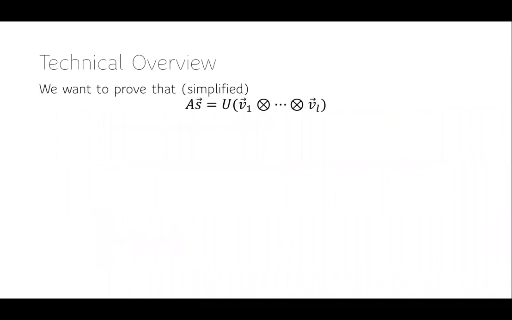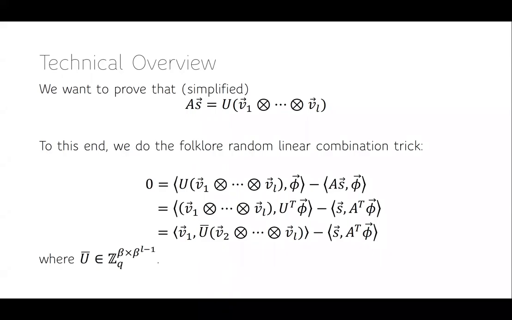So, okay, if I put m and r together and a and b together, then basically we just want to prove equations like AS is equal to U times V1 tensor V2 tensor up to VL. So to do this, first we do the standard trick. Well, if I want to prove this equation, I will get the random vector as a challenge, and I will do the inner product and prove that the inner product is equal to 0.